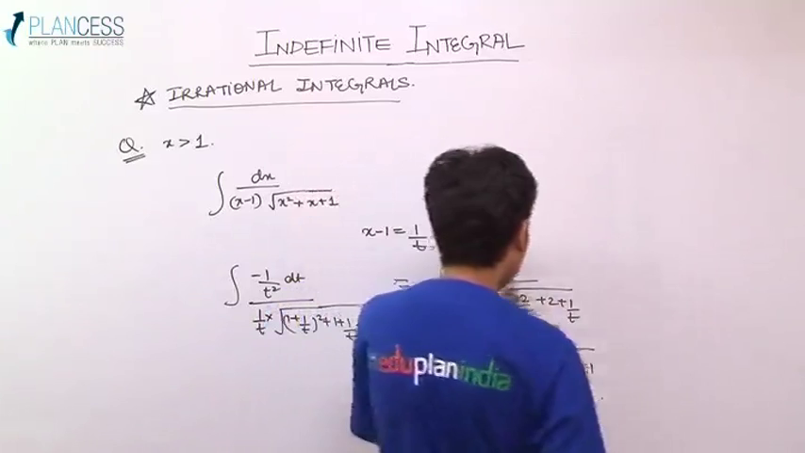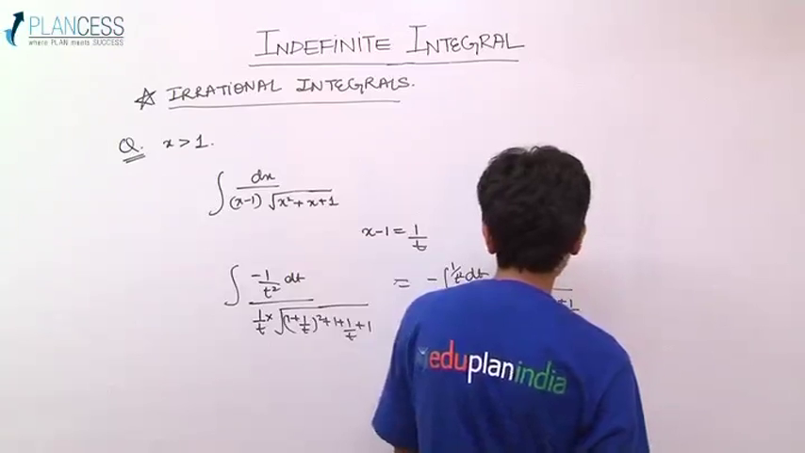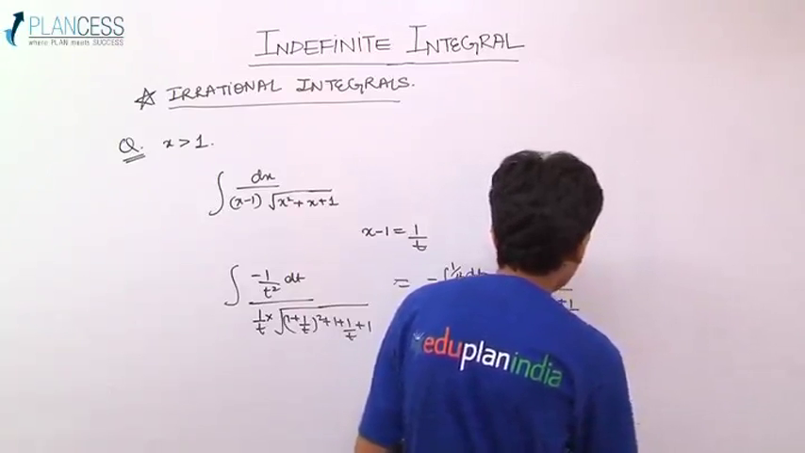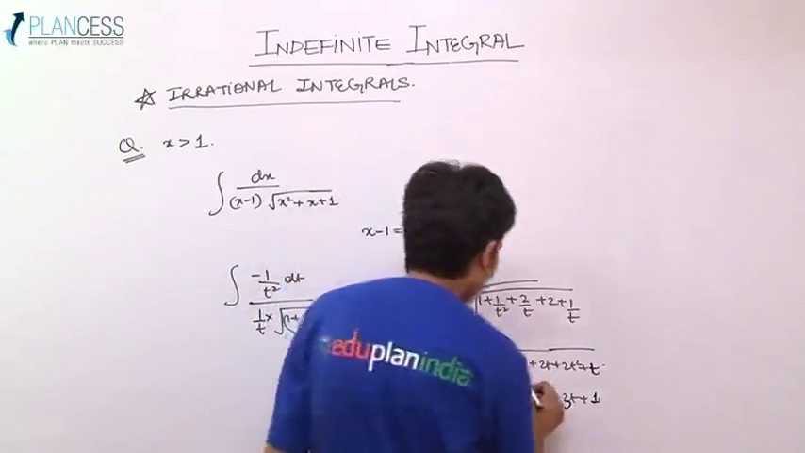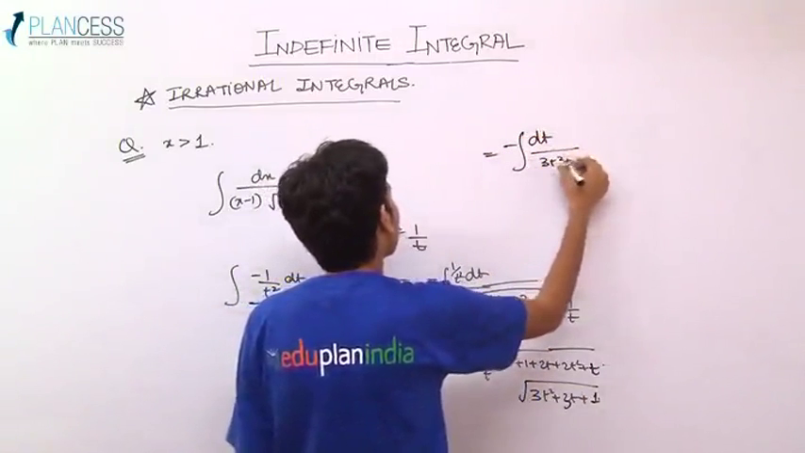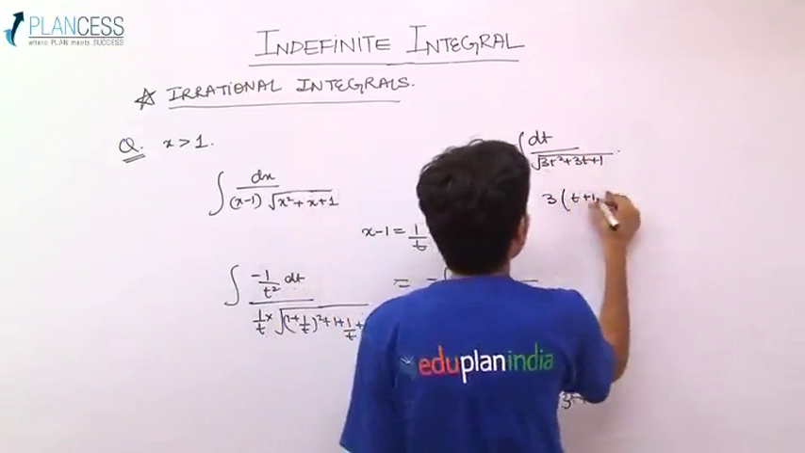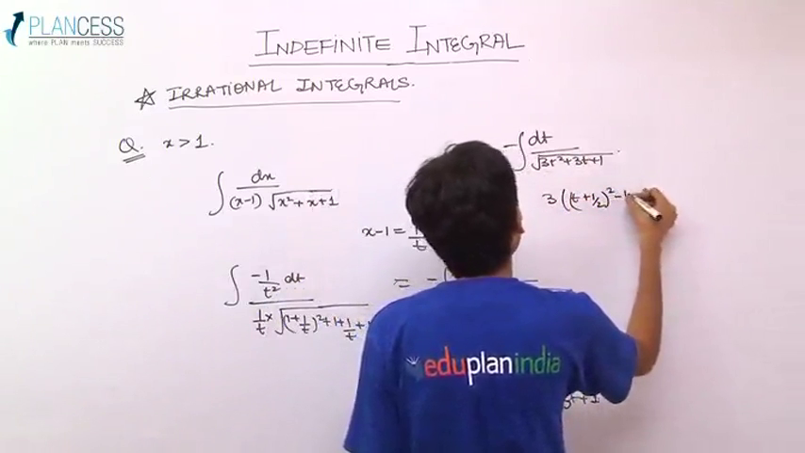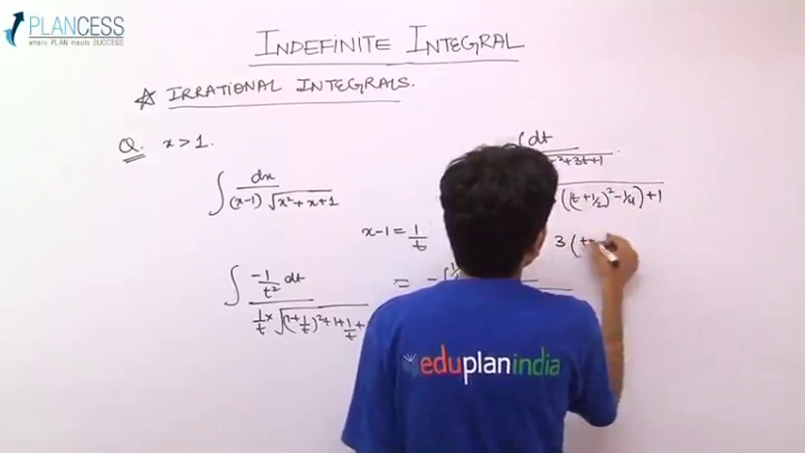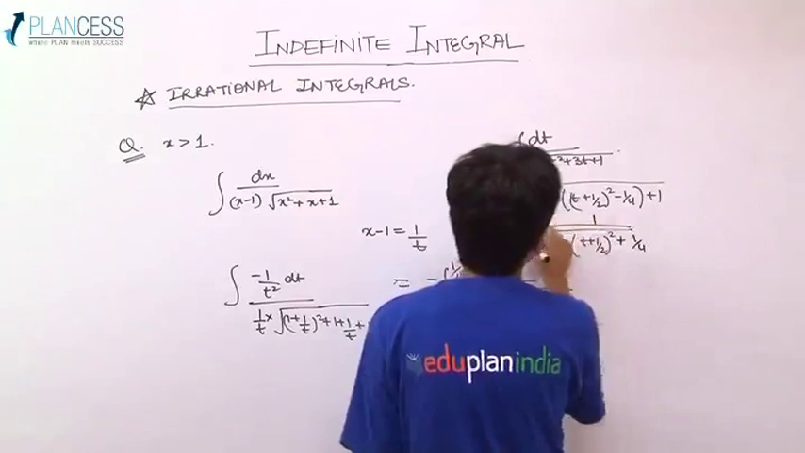Okay, 3t square plus 2t plus t, so it's 3t plus 1. So the root cancels out, and finally what I get is minus integral dt by root of 3t square plus 3t plus 1. Making this a perfect square, 3t square plus 3t plus 1 is 3 times (t plus half) whole square minus 3 by 4 plus 1, under root.